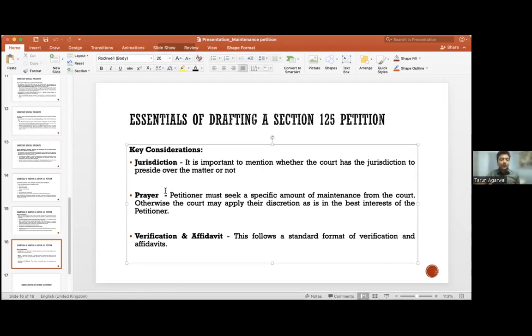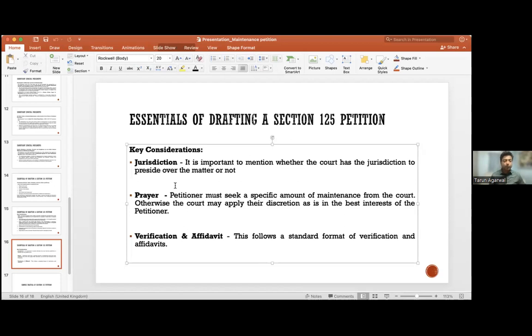Then next, the most important part of your application is going to be the prayer clause. A good petition will always mention a specific amount of maintenance. Most lawyers make the mistake of drafting a very vague petition. They are not able to state the relevant facts with which the court can arrive at the relevant amount of maintenance, or they fail to state the specific amount of maintenance. In those cases, it is usually difficult for the court to arrive at a specific amount.